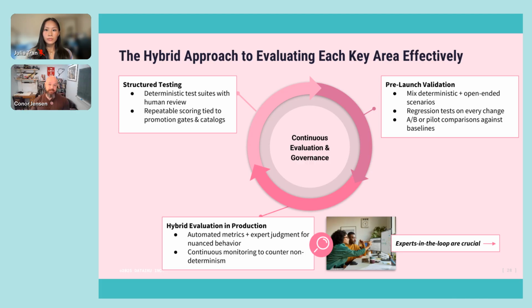Deterministic test suites to test for some of the things we were talking about, with a human looking at that. Repeatable scoring that's tied to some sort of promotion gate or a catalog, to repeatedly say, does this match the threshold that we need it to be? Whether the error rate is low enough, the accuracy rate is high enough, et cetera. We're testing that repeatedly throughout the build phase to make sure that we're not progressing until we've hit what we want those to look like.